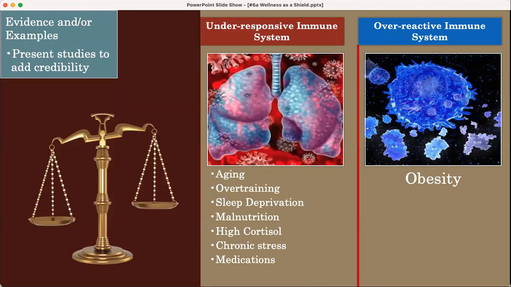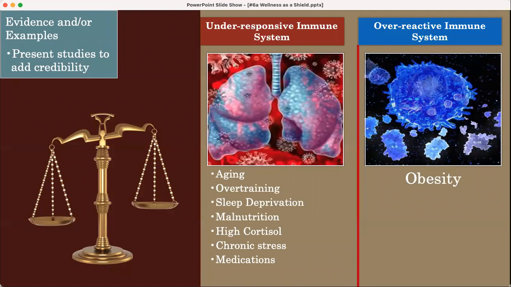So some examples and evidence, and we're going to present studies that add credibility to the presentation. An under-responsive immune system includes aging, overtraining, sleep deprivation, malnutrition, high cortisol levels that can happen with stress.